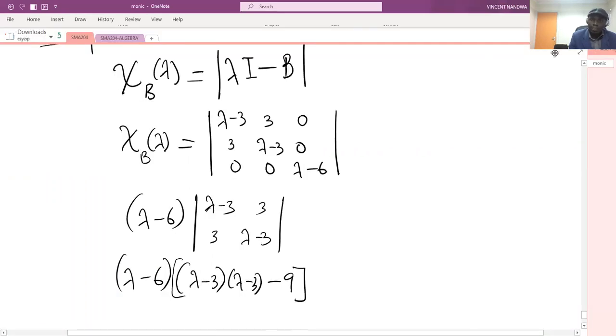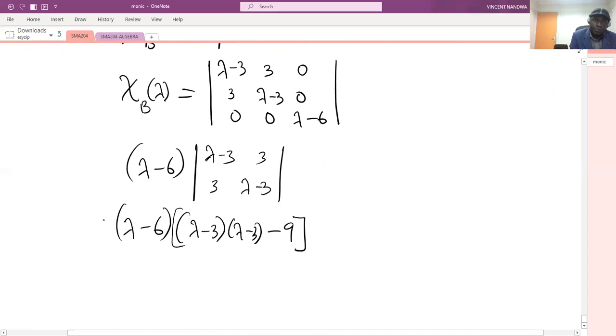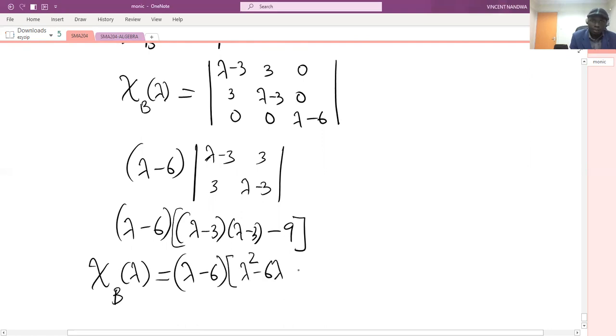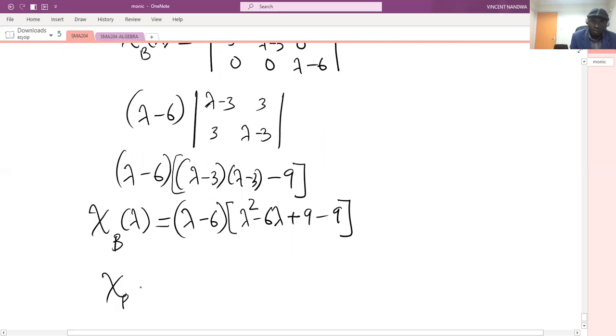So the characteristic polynomial is lambda minus 6 into lambda squared minus 6 lambda plus 9 minus 9, which is just the same thing as saying lambda minus 6 into, so 9 minus 9, 0. So lambda squared minus 6 lambda.